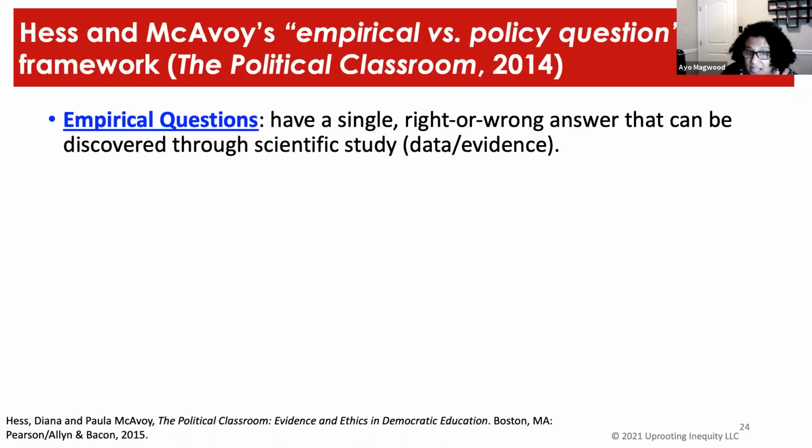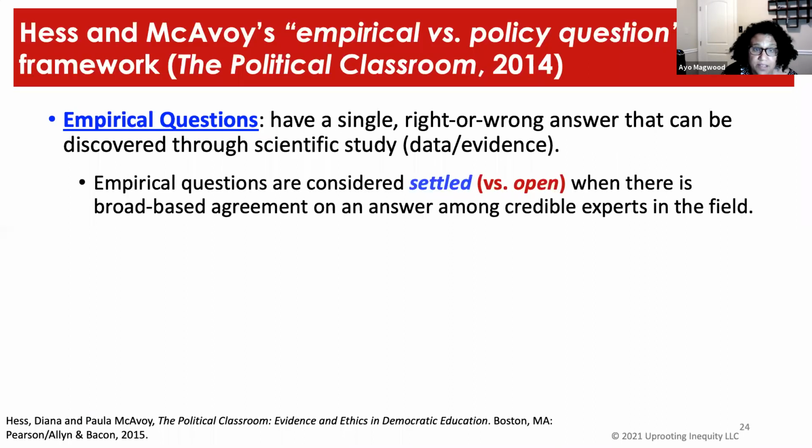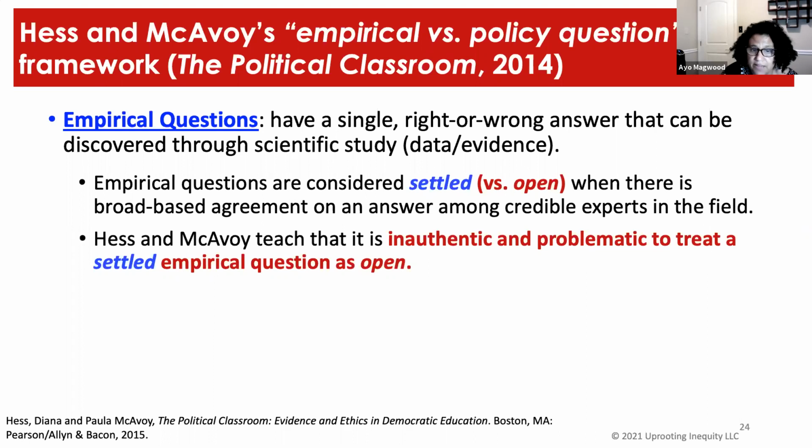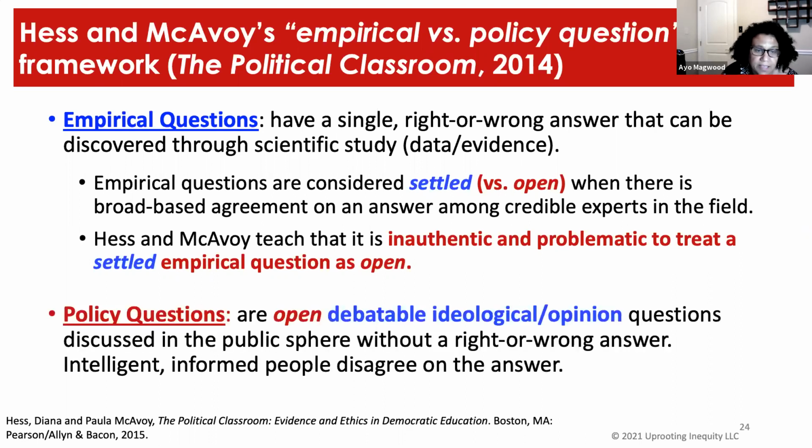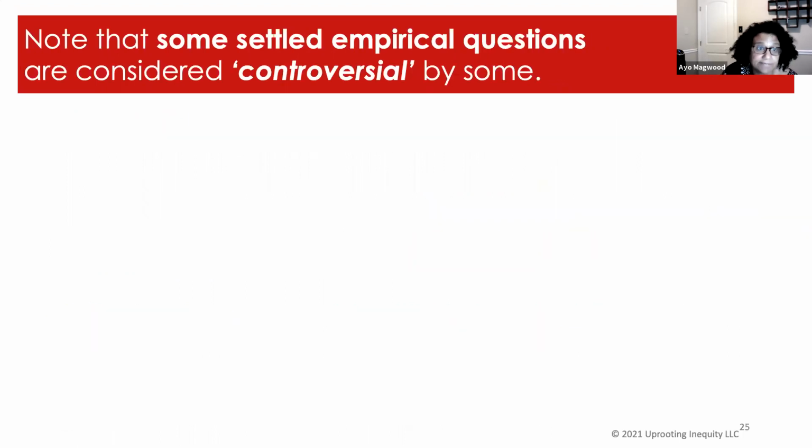Empirical questions have a single right or wrong answer that can be discovered through scientific study. And empirical questions are considered settled when there's broad-based agreement on that answer among credible experts in the field. Hess and McAvoy teach that it is inauthentic and problematic to treat a settled empirical question as open, meaning to allow debate on it. On the other hand, policy questions are open, debatable, ideological opinion questions discussed without a right or wrong answer. People may disagree.